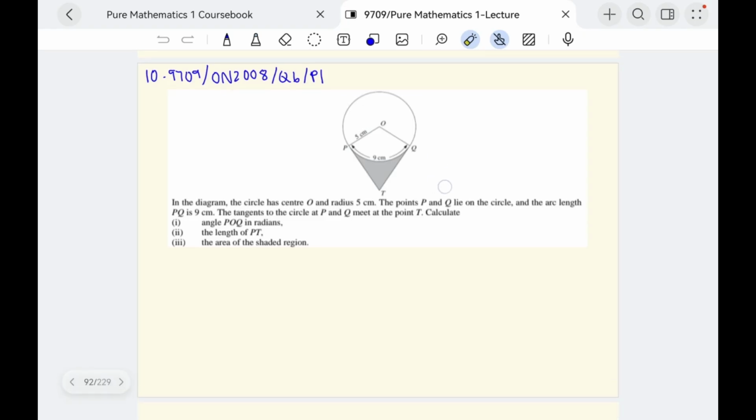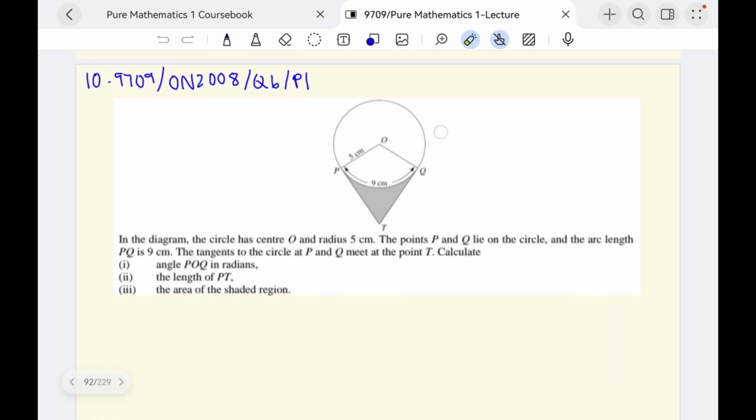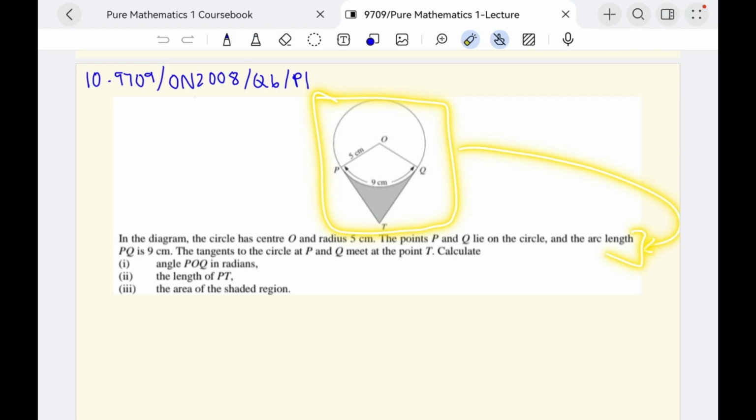Okay, let's move on to the next question. This is also from the past questions, which is 9709, October November 2008, question 6 from paper 1. So let's analyze the diagrams and compare them to the statements stated over here. The diagram has a circle with the center O and the radius of 5, so that means OQ must be 5 cm.